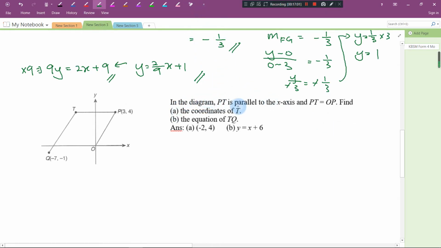In the diagram, PT is parallel to the x-axis. Okay, so let me draw the symbol first. PT is parallel to the x-axis. It means that here is 90 degrees. If this is 4, I know this must be 4.